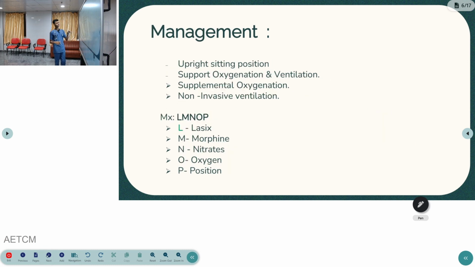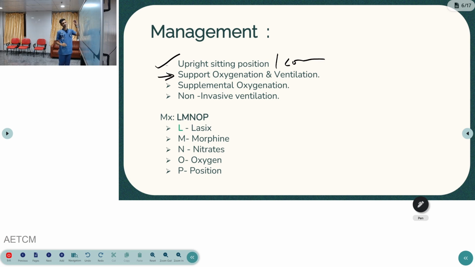And then, management wise, first position the patient. Again I'm telling, management wise you have to start with your scene size-up, initial 10-second assessment, and then assess the mental status, assess and treat the life threatening causes: airway, breathing, circulation, disability, exposure. After that we have to do reassessment of everything. At the same time, the main thing we focus on in pulmonary edema is first an upright sitting position, or you can write a comfortable position for the person. So we have to provide the comfortable position, and then support the oxygenation and ventilation.